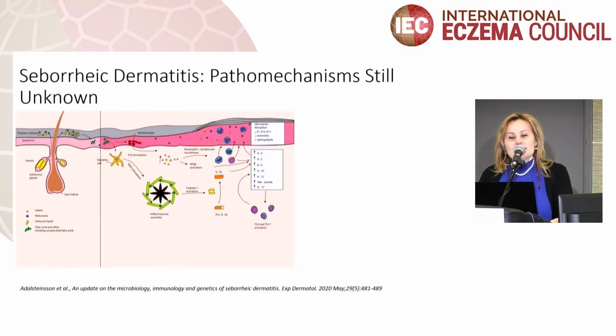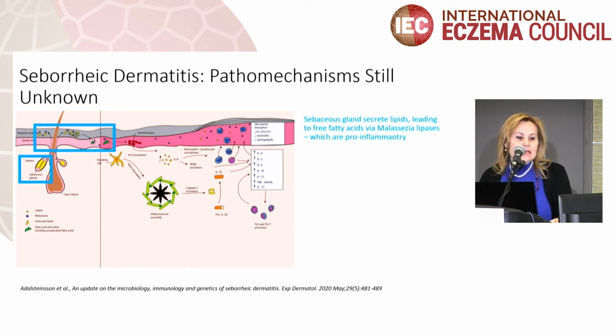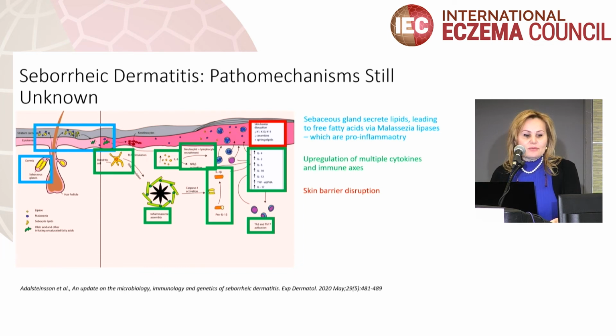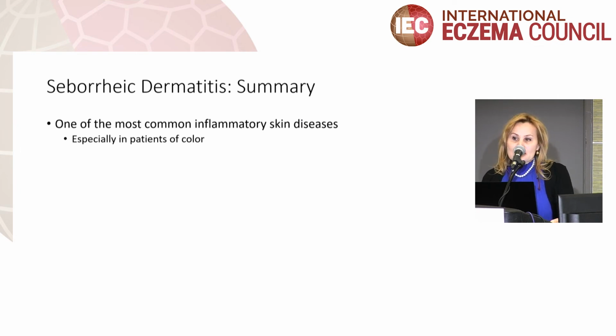The pathomechanisms are all over the place from the studies I've looked at, so a lot is still unknown about seborrheic dermatitis. Sebaceous glands are involved, and lipids are pro-inflammatory, and many cytokines were involved, innate cytokines, potentially Th17, but I've seen also Th2. There is a skin barrier disruption, and definitely we need more studies.